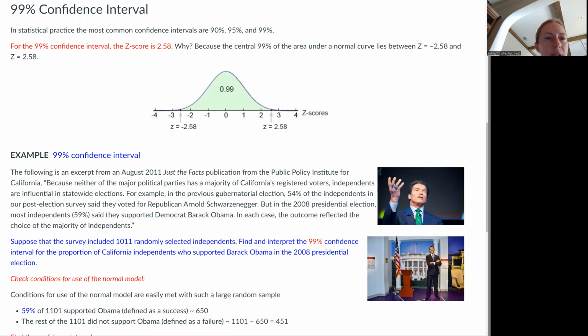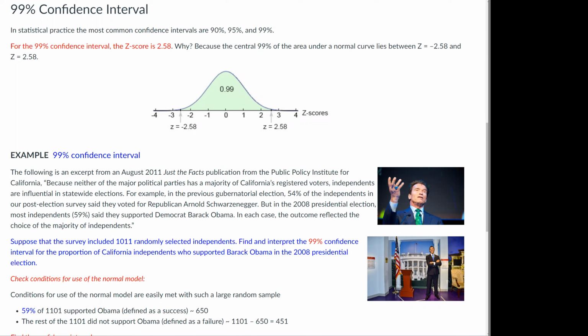Now, on the previous page, we looked at what happens if we change the 95% confidence interval to a 90% confidence interval. But now we'll look at what if we want to change it to a 99% confidence interval. We want to be very confident that the population proportion is somewhere in our confidence interval.